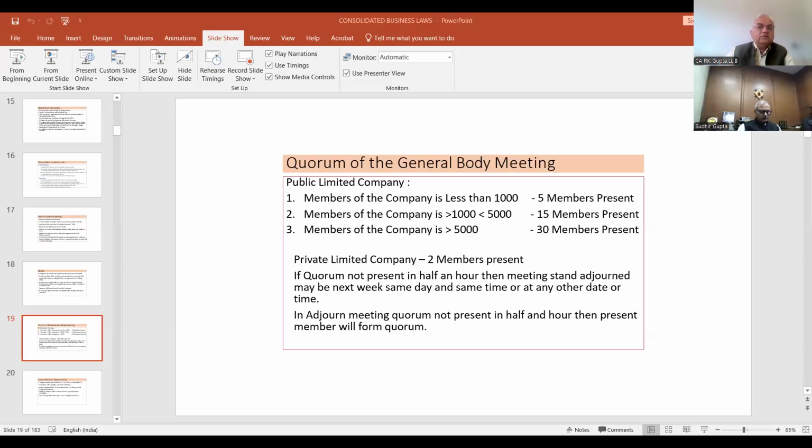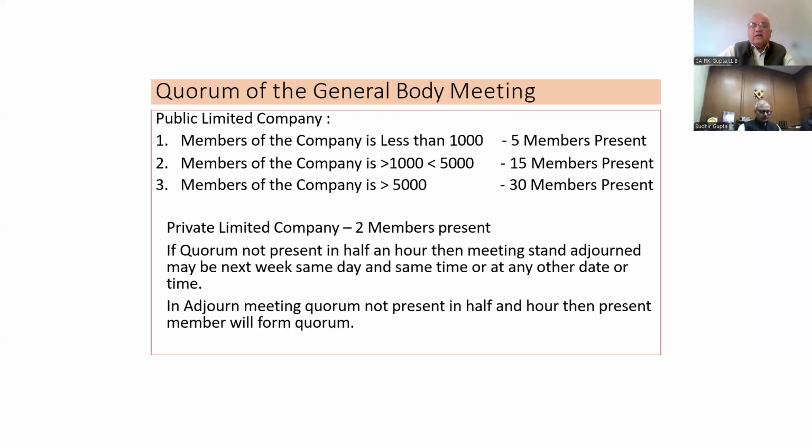Okay, so we have covered this. If quorum is not present in half an hour, then the meeting shall stand adjourned, maybe to next week on the same day and same time, or at any other date or time as may be mutually decided. And if at the adjourned meeting also quorum is not present in half an hour, then the members present will constitute the quorum. ठीक है? ये almost similar से provision.